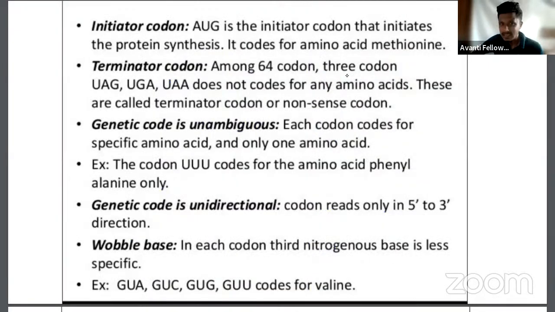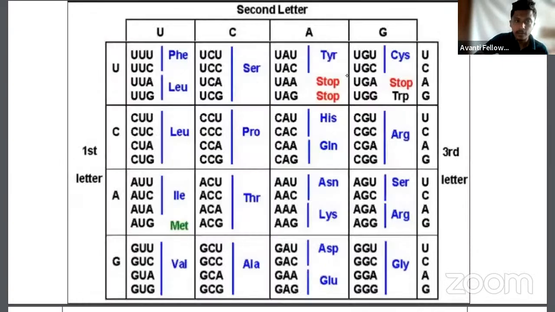Other characteristics: genetic code is unambiguous. That is, the codes are very specific for a specific amino acid, only one amino acid. The code is unidirectional, so you always read the genetic code from 5' to 3' direction. And we know that the code is degenerate. There is a proper pattern, for example GUU, GUC, GUA, GUG.